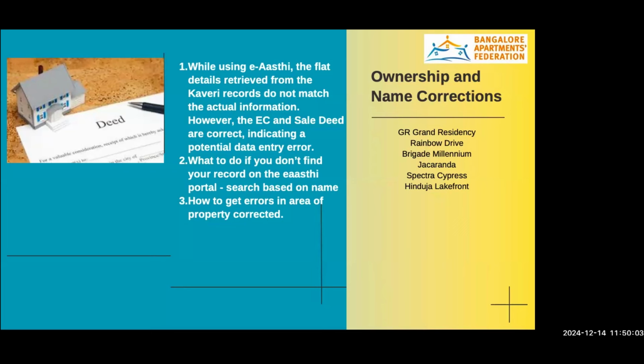What do you do if you don't find your record in the e-Aasthi portal? Search based on name. I have already answered this question in detail. How to get errors in the area of property corrected? That's also I have answered.